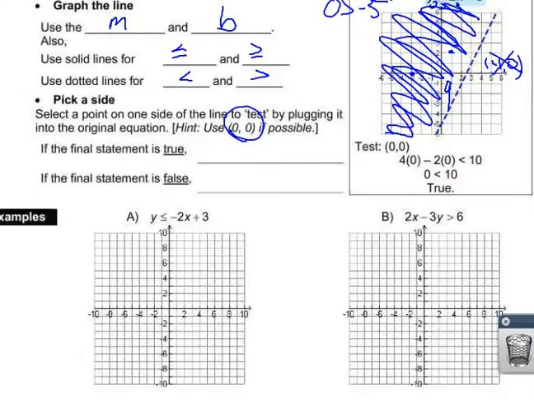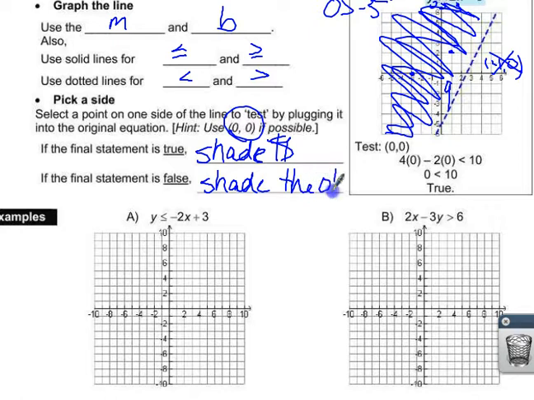All right. So if the final statement is true, then you shade that region. Let's just put shade. You're going to shade that point, which will shade that whole region. If the final statement is false, you're going to shade the other side, or the other region on the other side of the line.